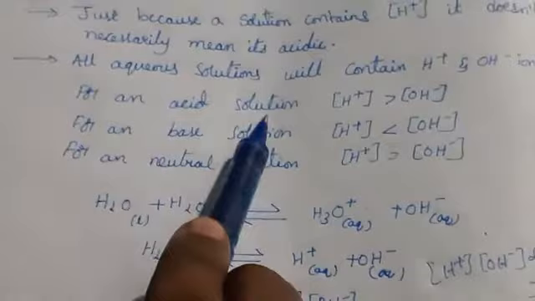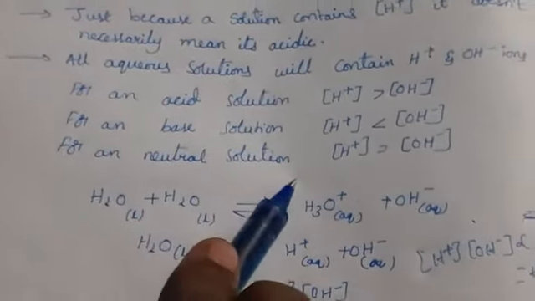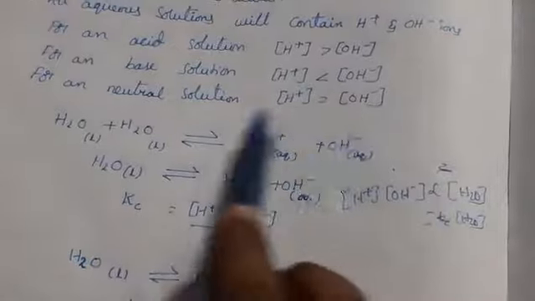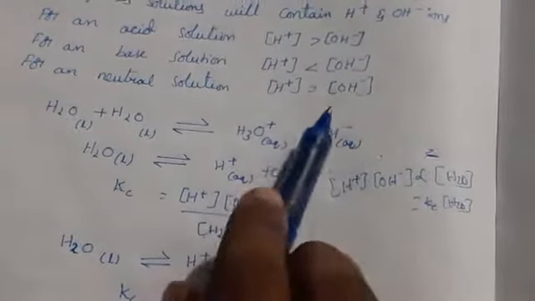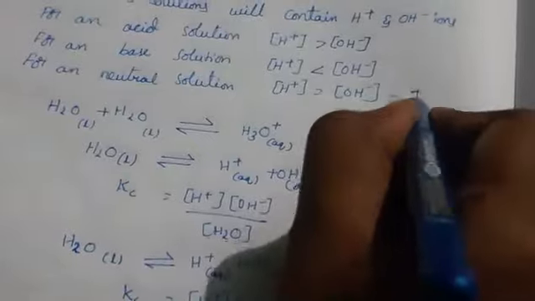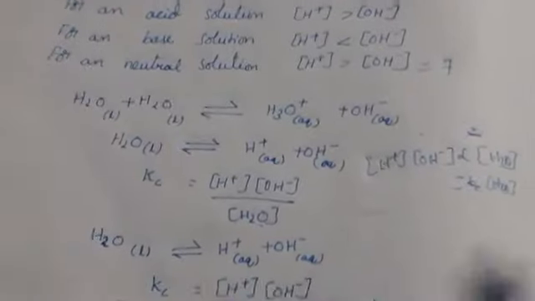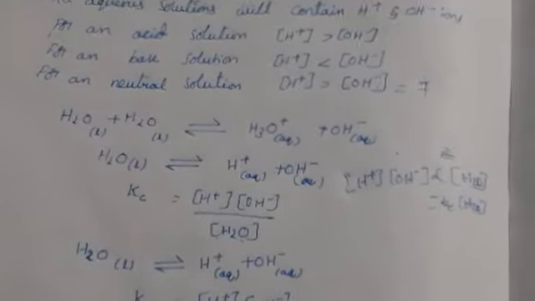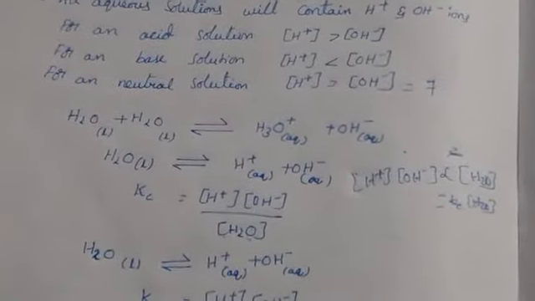Here I have written 3 conditions: for an acidic solution, a basic solution, and a neutral solution. For a neutral solution, H plus is equal to OH minus. This is a pure solution, and in pure water we get the value 7. As we know, the water is always constant at concentration of H plus and OH minus. So we think that in acid and base solutions the ionic product of water will always be constant. But that is not fully correct.